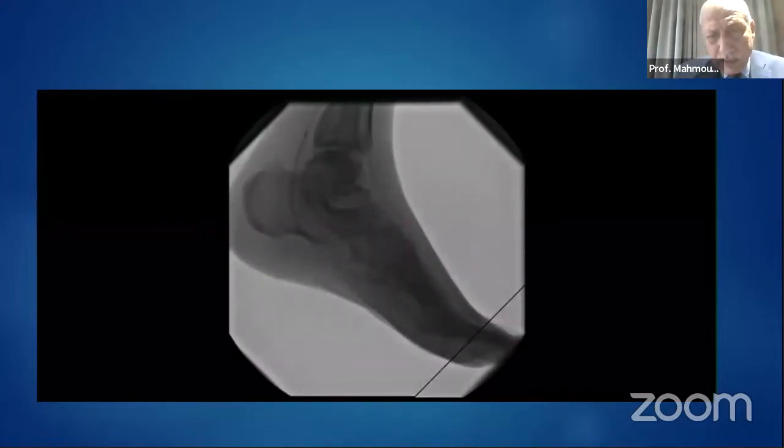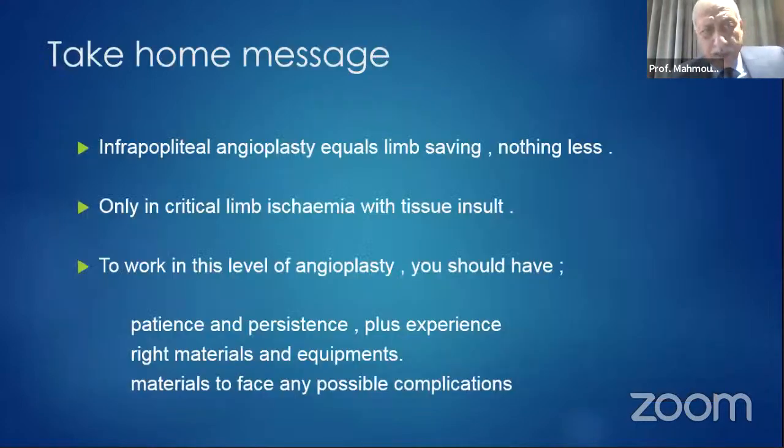Then we used a balloon, as you can see, a very small balloon, 1.5. Sometimes we need a bigger balloon like this because he was a big guy. And finally, this is the final angio, and you can see that the arch is full and the anterior and posterior tibial are filling.